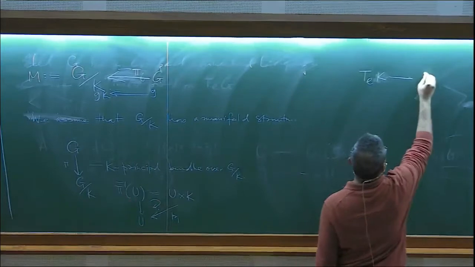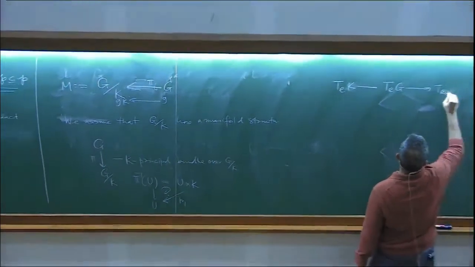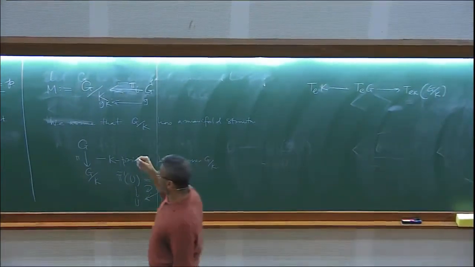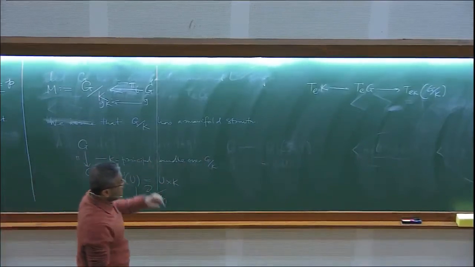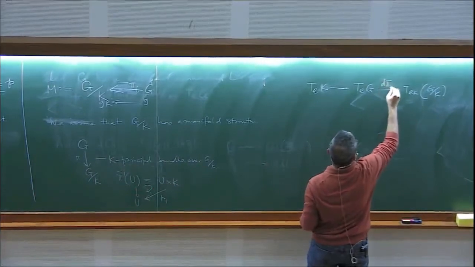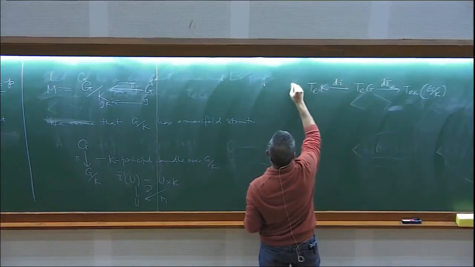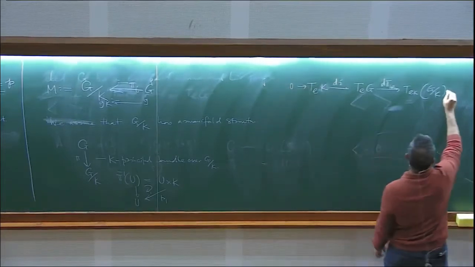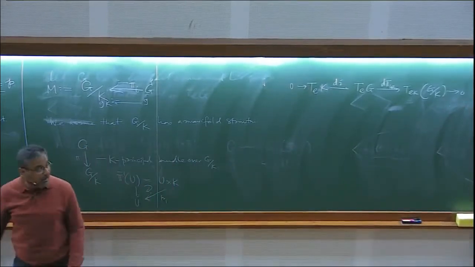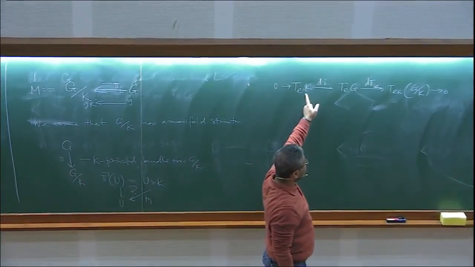So I have G to GK. I have a distinguished coset containing the identity, I call it eK, and I have this map d pi_e, and I have these inclusions, and this sequence is exact. That means at the tangent level I have a map which is surjective, and the kernel is precisely K. Okay?